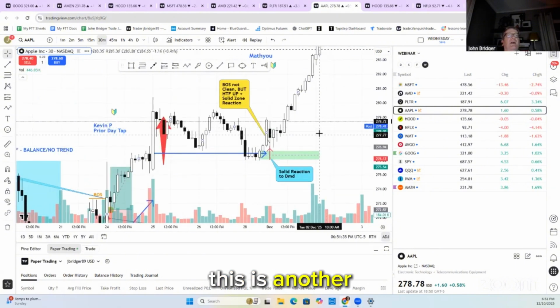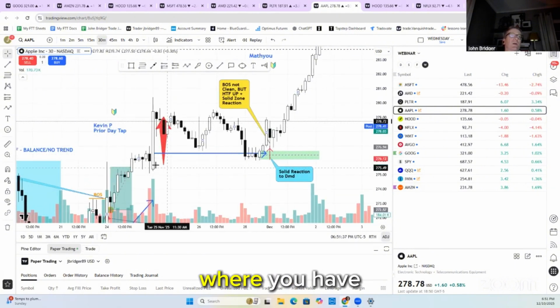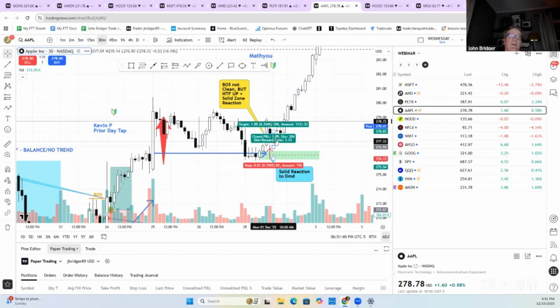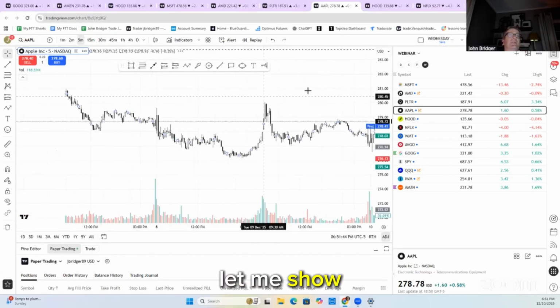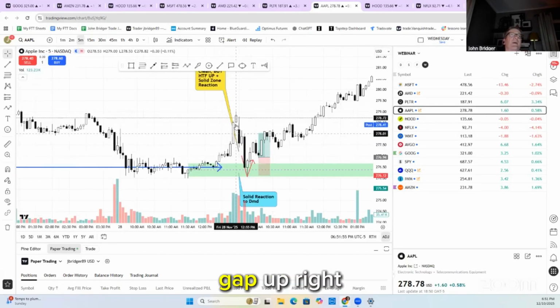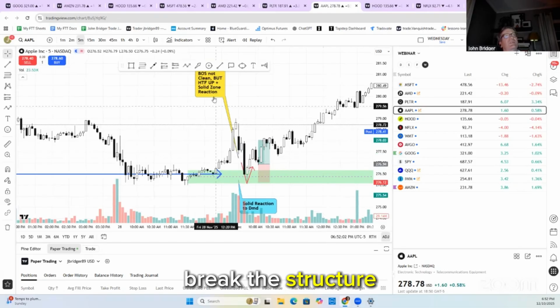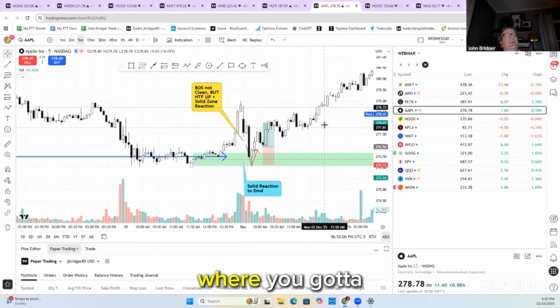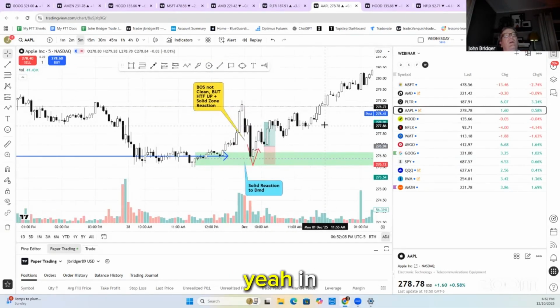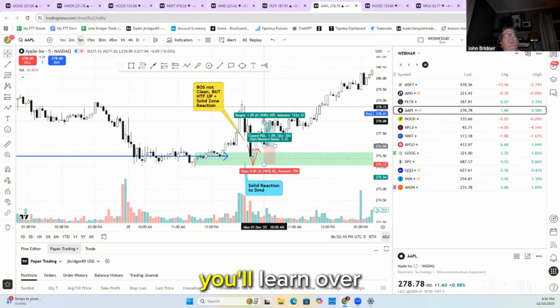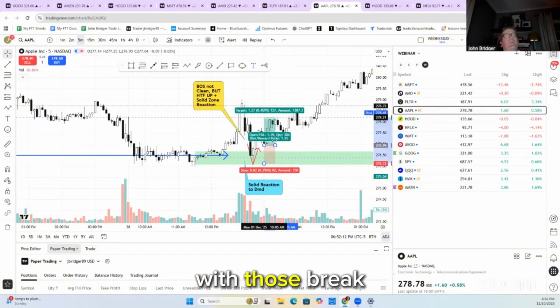This is another created demand situation where you can see this move here. Then you had this gap up. Let me show you this one here. A gap up, broke structure, came in, tapped it, retraced again. I would say the break of structure is not clean here. This is where you have to be careful in reading. This is something you'll learn over time: being patient with those breaks of structure.